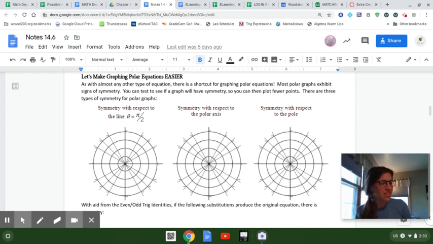Hello, ladies and gents, and welcome to your optional polar graph, polar equation notes. We're going to talk about how to test if a polar graph will have symmetry prior to actually graphing it.